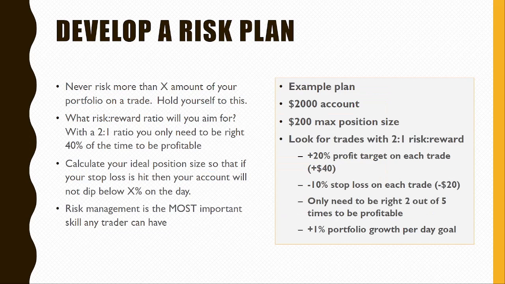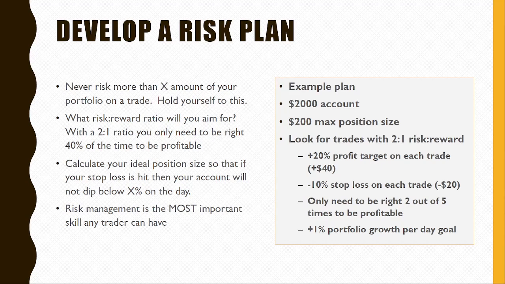And how you do that is you develop a risk plan. This isn't something I can tell you; you have to figure this out for yourself. What X amount are you going to risk of your portfolio on a trade? And hold yourself to this. What risk to reward ratio will you aim for? With the 2-to-1 ratio, you only need to be right 40% of the time to be a successful trader. Calculate your ideal position size so that if your stop loss is hit, your account will not dip below X amount per day. Risk management is the most important skill any trader can have.